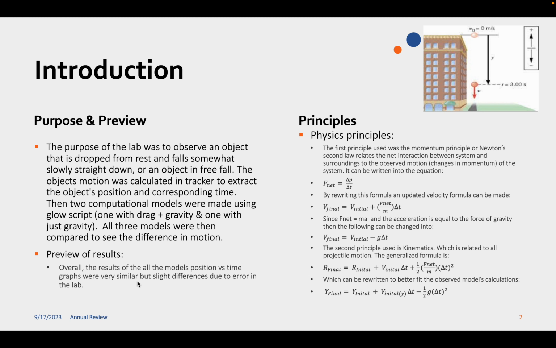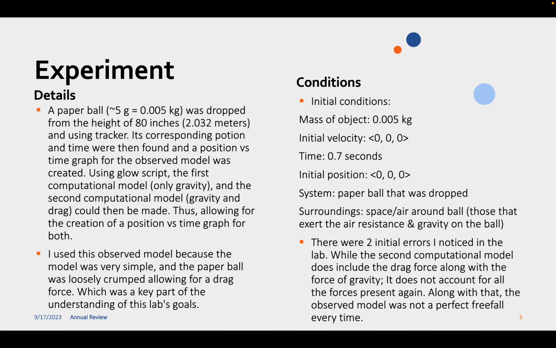And then overall, the results were fairly similar, but again, they had slight differences due to initial errors in the lab. So the experiment was that a paper ball around 5 grams was dropped from the height of my door, which was about 2.03 meters. And then, like I said, using Tracker, an observational model was made, and using GlowScript, two computational models were made. One only included the force of gravity, and one included the force of gravity and the drag force.